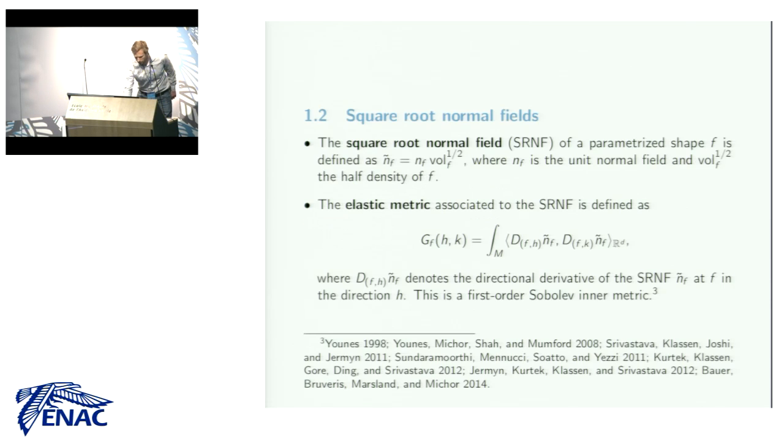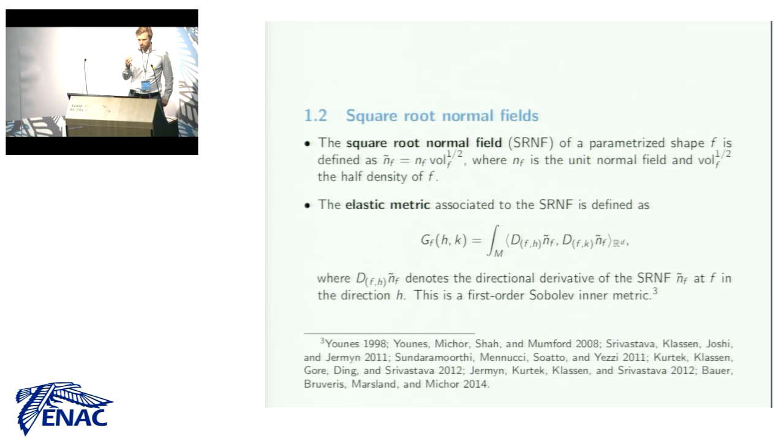Now, one way of constructing such isometries and the corresponding Riemannian metrics is via so-called square root normal fields. And what I'm showing you here is a rather general formulation of this framework where we look at parameterized shapes. So recall it's just another name for an immersion.